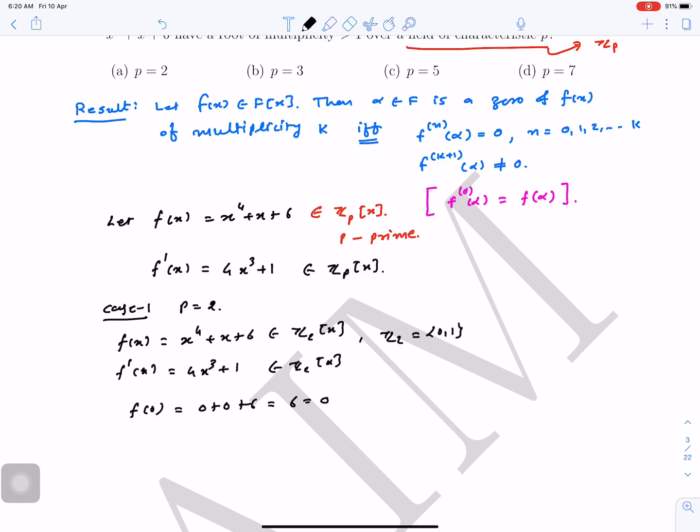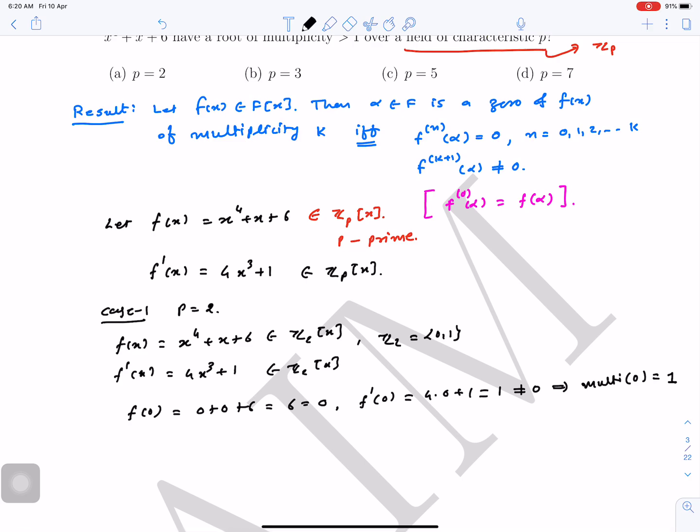But what is f dash 0? So f dash 0 will be 4 into 0 plus 1, that is 1, which is not equal to 0. So therefore multiplicity of 0 is equal to 1 only, which is not greater than 1.